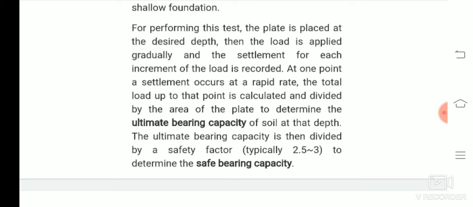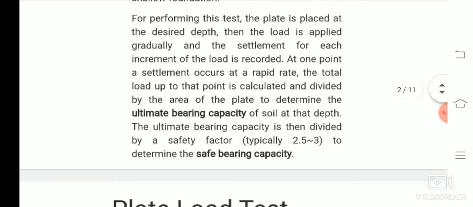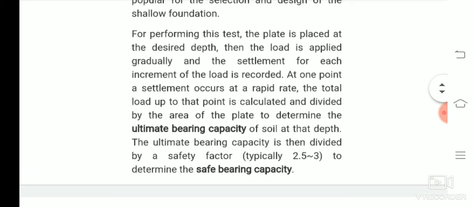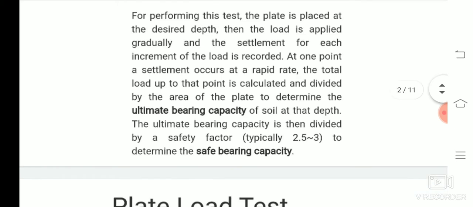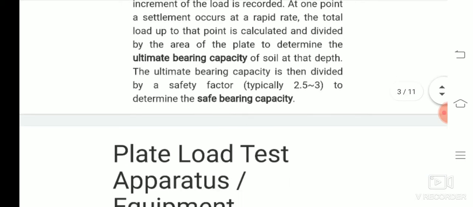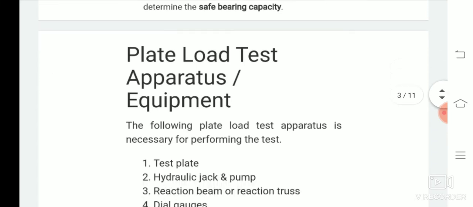The method assumes that down to the depth of influence of stresses, the soil strata is reasonably uniform. The ultimate bearing capacity thus obtained from the test is divided by a factor of safety, whose value in most cases varies between 2.5 to 3, and by dividing the value by the factor of safety we can easily obtain the value of safe bearing capacity of the soil.